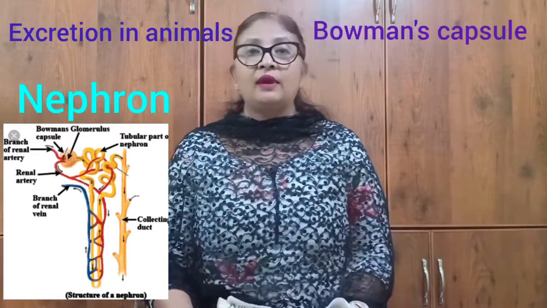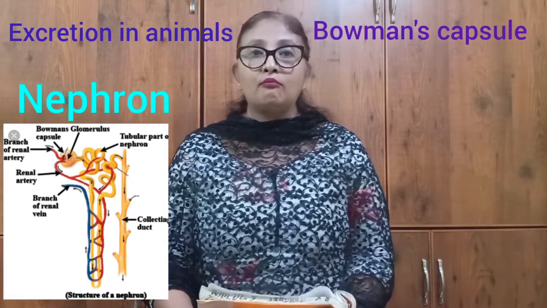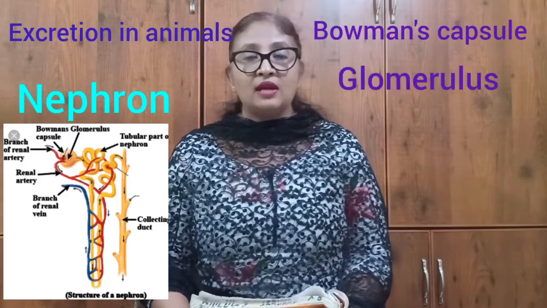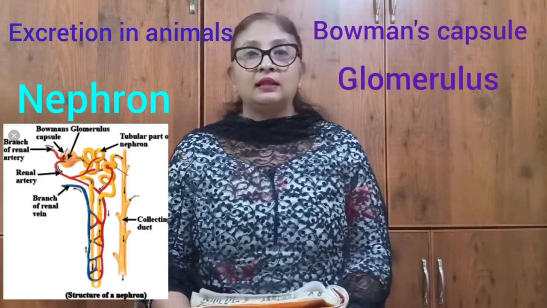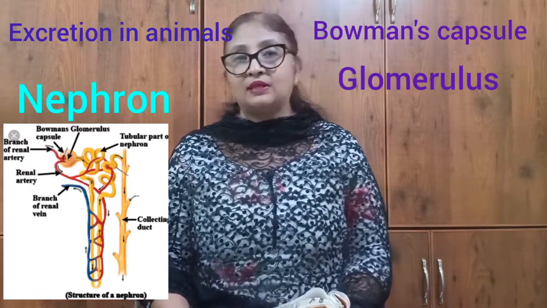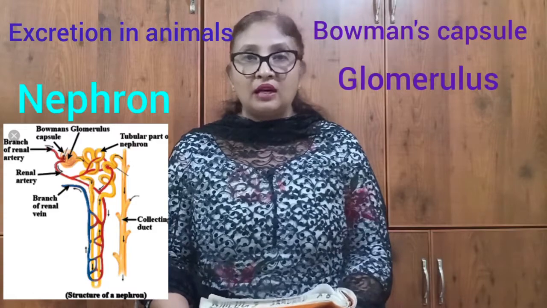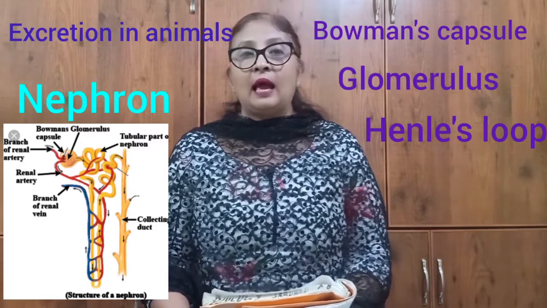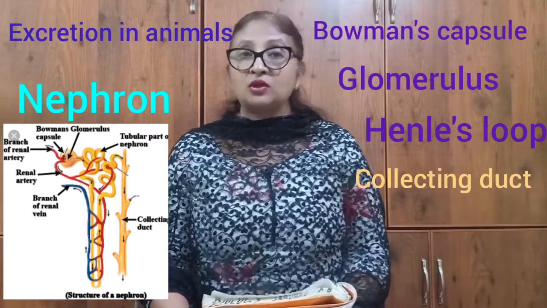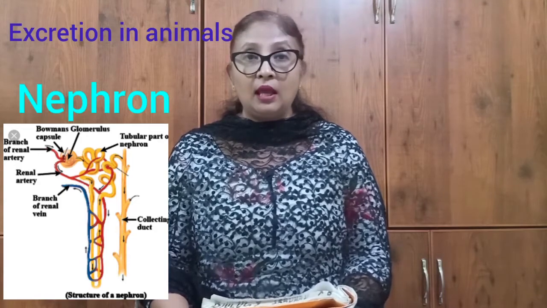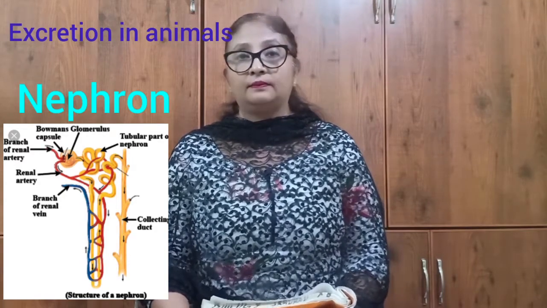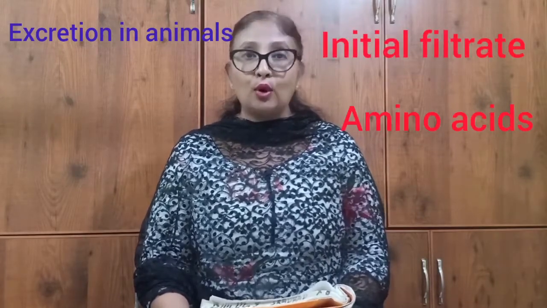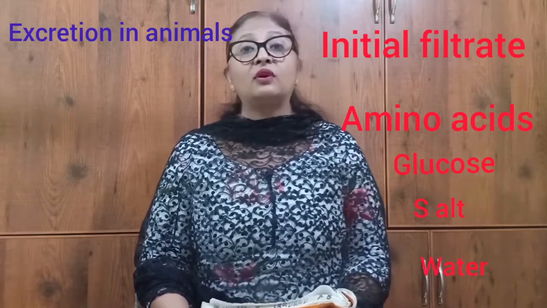Nephron consists of a cup-shaped structure called Bowman's capsule. A cluster of capillaries called glomerulus are found inside the cup-shaped structure called Bowman's capsule. This Bowman's capsule continues as a U-shaped tube called the Henle's loop, and this is attached to the collecting duct. So the basic filtration unit in humans is nephron. The initial filtrate consists of amino acids, glucose, salt and a major amount of water.